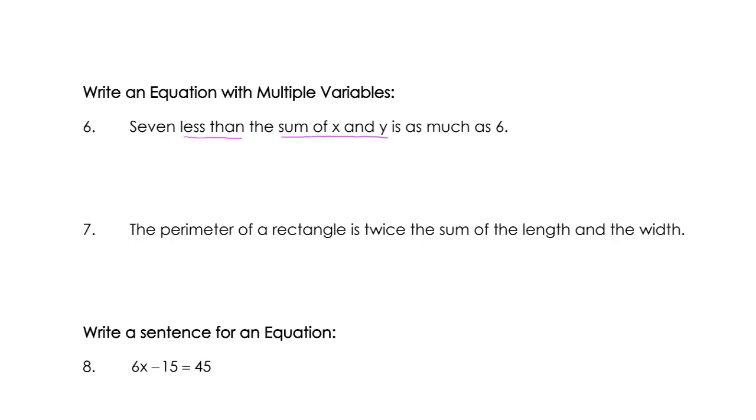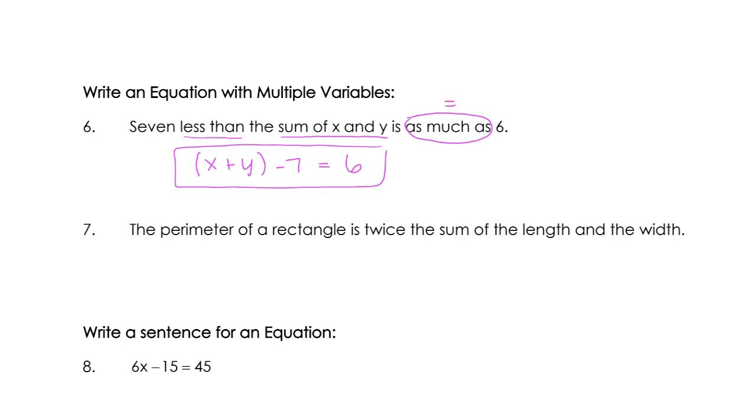And since I see that "of" there, I'm going to go ahead and put it in parentheses. And then we have 7 less than whatever that number is. Then "as much as" is our equal sign. 6 would be our answer on this one. So (x plus y) in parentheses minus 7 equals 6. So again, notice we have 2 variables there, so make sure you're very careful about including all of your variables.